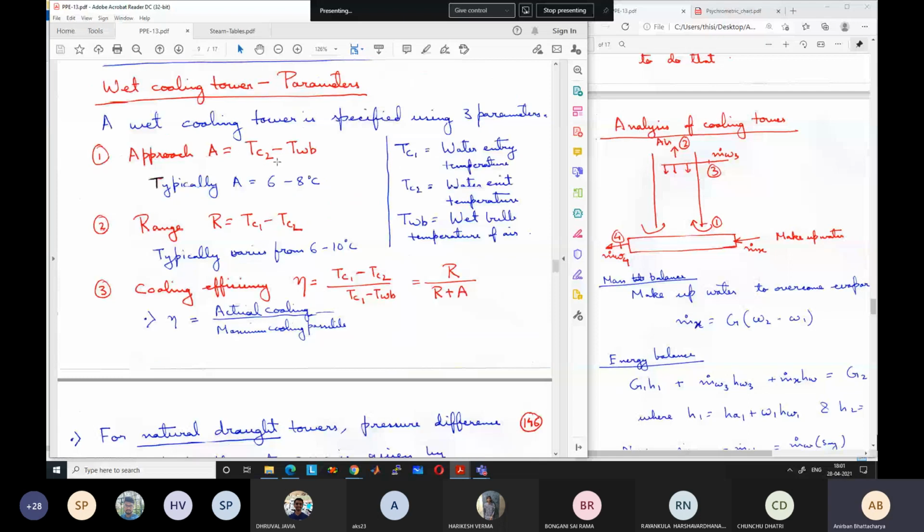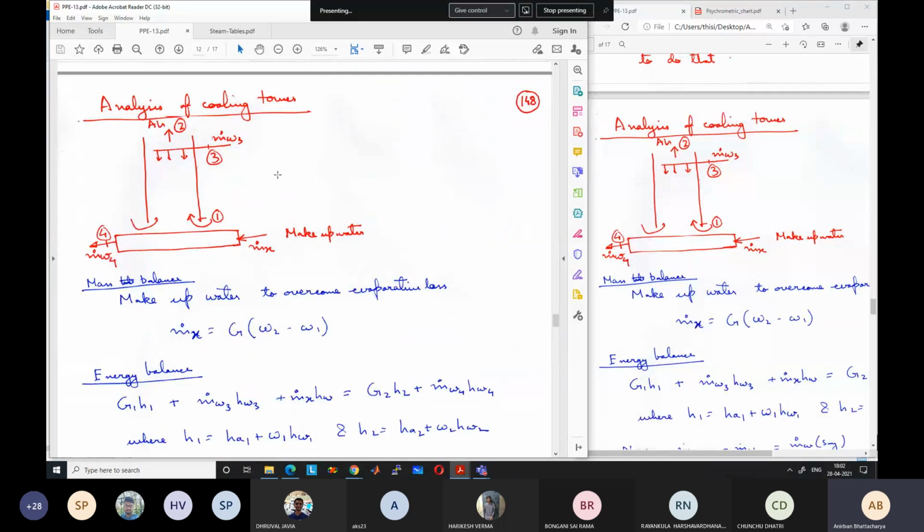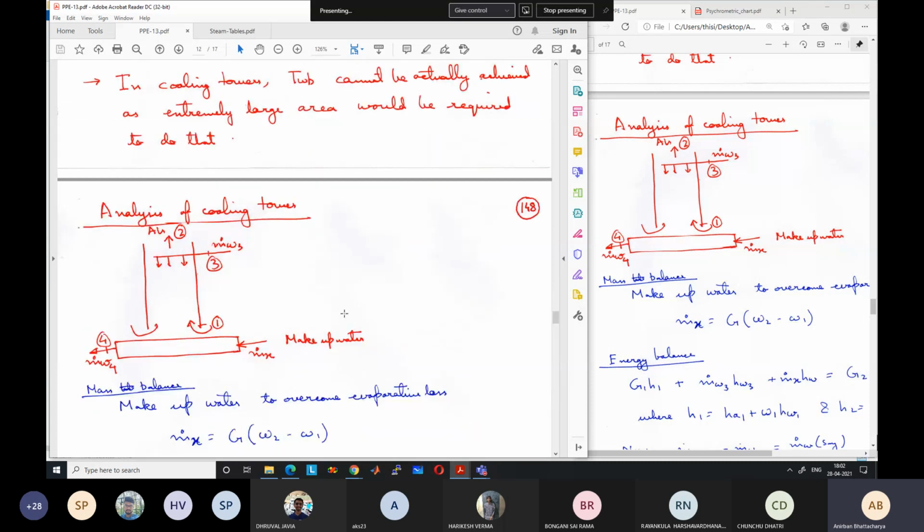So with this background, let us do a quick, half-page analysis of the cooling tower. What is the mass balance and energy balance? Okay, any questions? Anything you are not clear about regarding relative humidity and similar stuff?